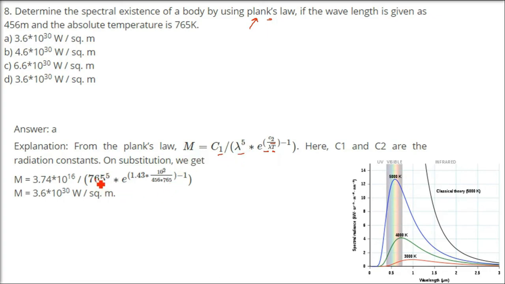There is a slight change I am going to make. 765 you are not going to write here. You are going to put the lambda, 456 meter, here. So this M, which is the spectral exitance of a body using Planck's law, will be 3.6 into 10 to the power 30 watt per square meter. These constants, C1 and C2, are unknown to us, so don't worry about that. The answer is A.